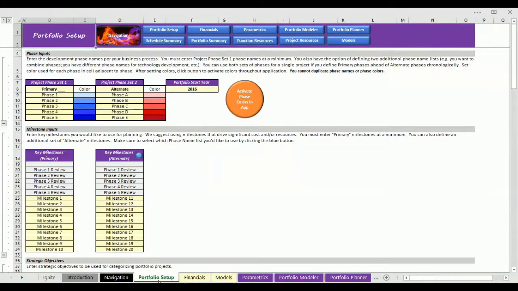Imagine being able to set up your portfolio operating parameters in hours or even less instead of days, weeks, or even longer.